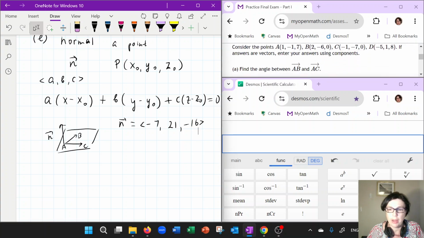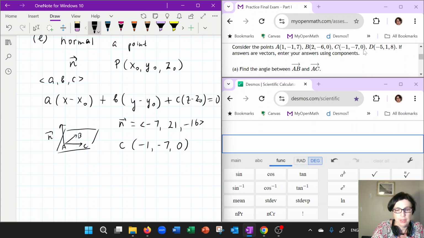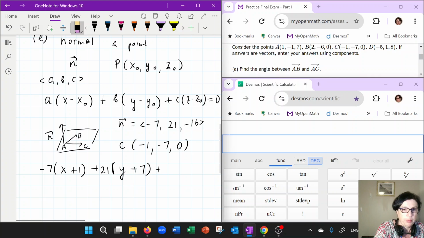So going way back up, I think I'm going to take point C because it has 1, 0, so that's just going to be easier for me. The other coordinates are not 0, but the third is 0, so it's a little bit easier, but no matter which point you take, you should get the same answer. So I get -7 and then x plus 1, then plus 21, and then I multiply that by y plus 7. So remember, we subtract, right? So subtracting -7 is add 7. And then the negative, actually this is going to be minus because it's -16. So -16, z minus 0. And then the whole thing has to be 0.